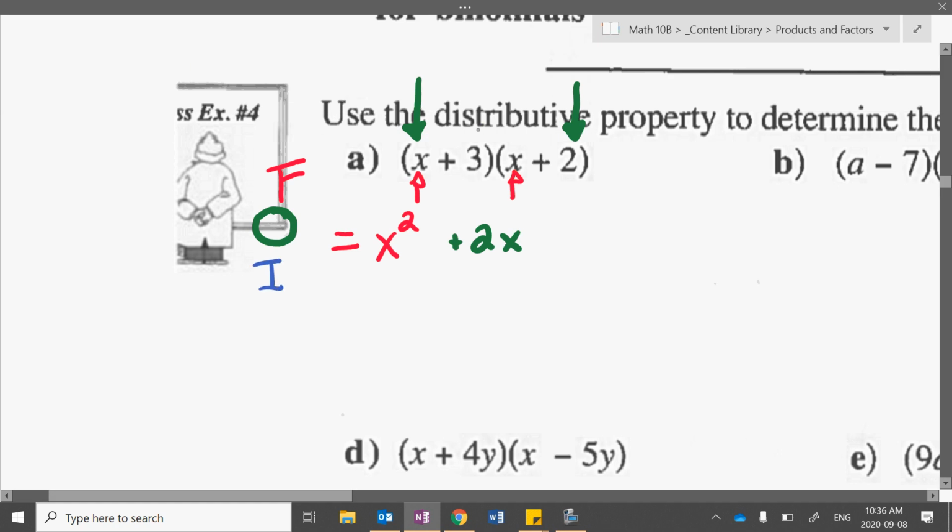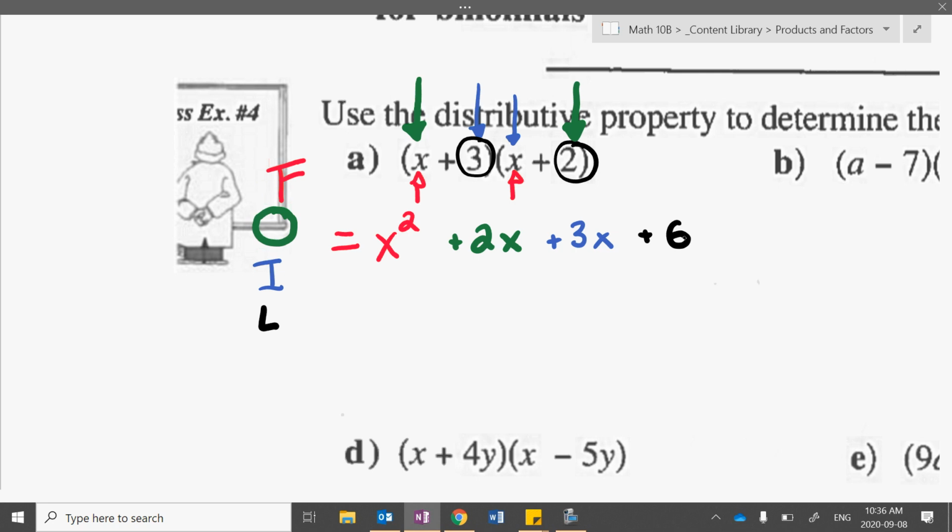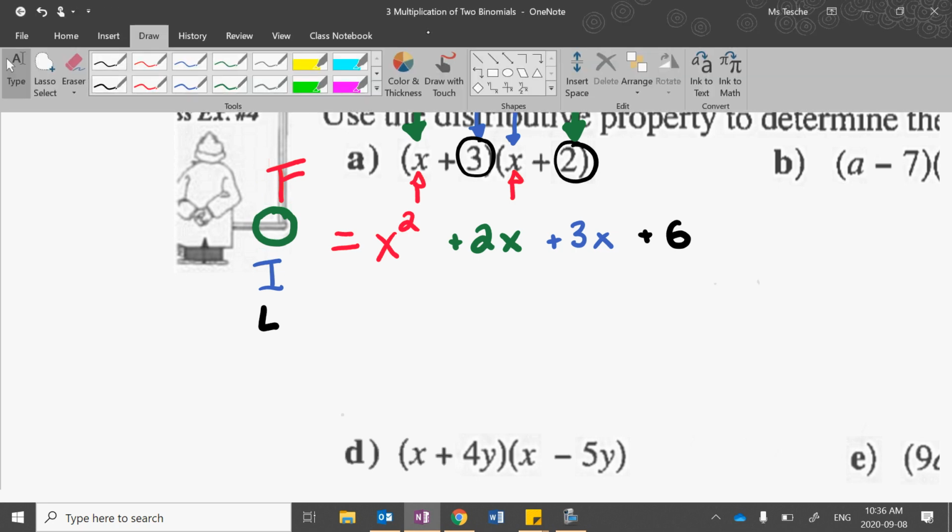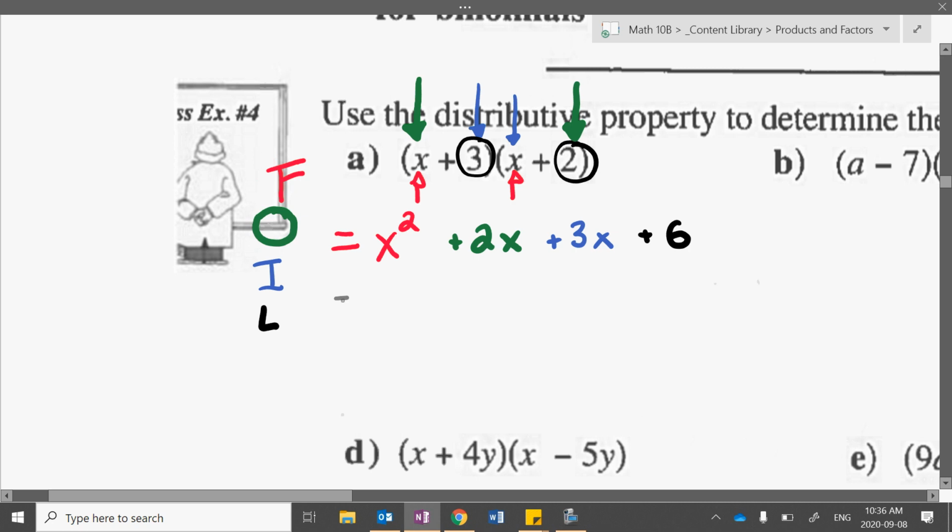I stands for inner, so I have a 3 and an x, which gives me 3x. And then L stands for last, so 3 times 2 gives us plus 6. Basically, I've gone through each one of those, made sure everything ended up multiplying together, and now I can combine my like terms and get an answer. x squared has nothing to combine with. 2x and 3x gives me 5x, and then my plus 6.